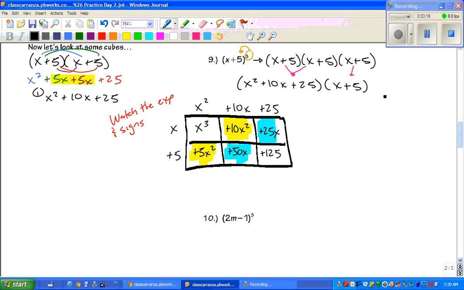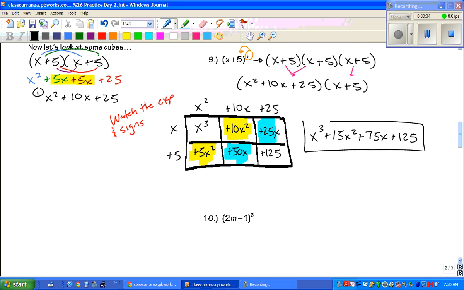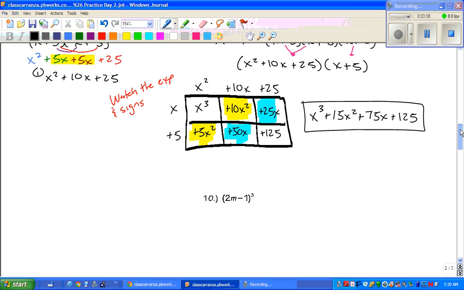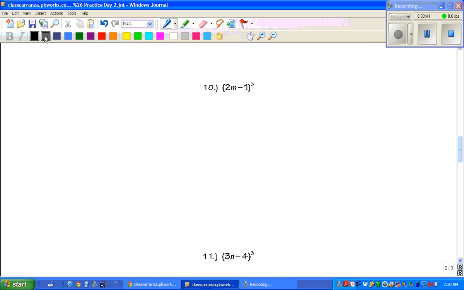So now that we've got all that, we just combine our like terms. The x cubed comes out front. Add up the yellow boxes, we get 15x squared. Adding up the blue boxes, we get 75x plus 125. And that's our answer. Let's do another one together.